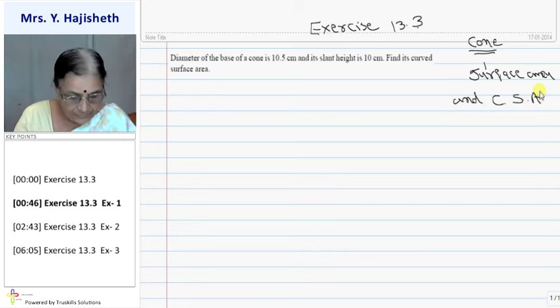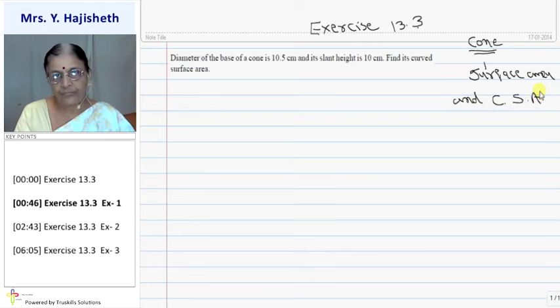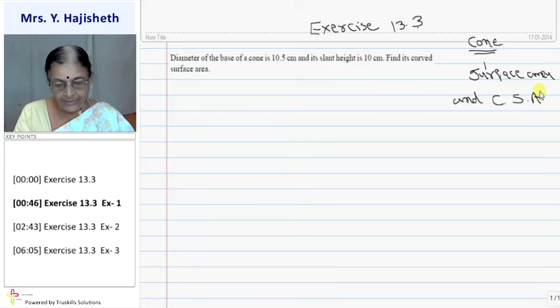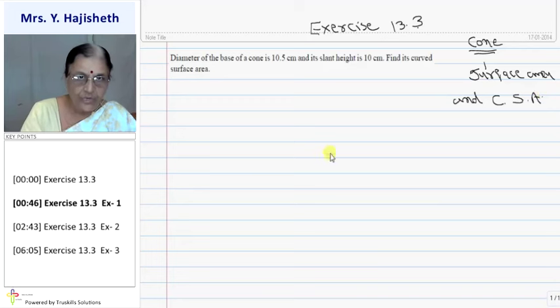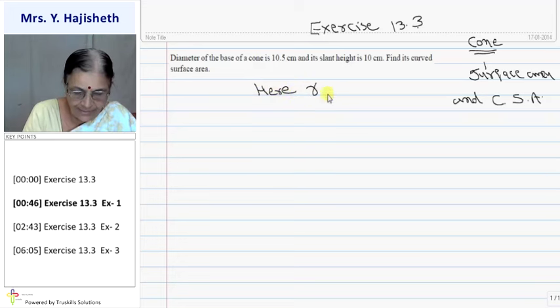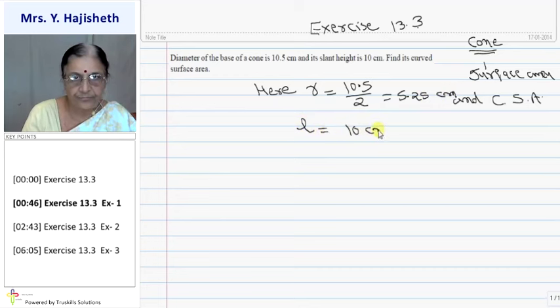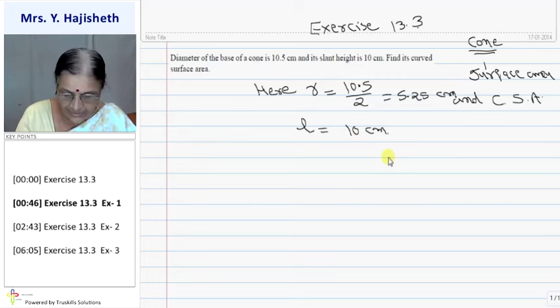Okay. First sum is: diameter of the base of cone is 10.5 centimeter and slant height is 10 centimeter. Find the curved surface area. So here what is given to you? Here r is given as 10.5 upon 2, so it is 5.25 centimeter. And slant height, that is l, is given as 10 centimeter. You are asked to find out curved surface area of cone.